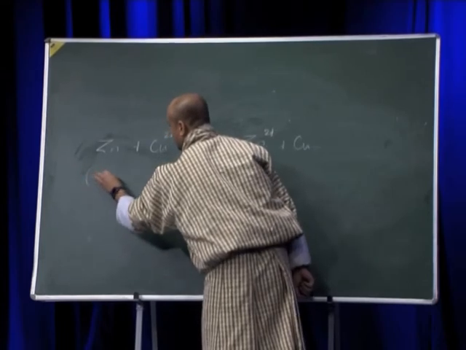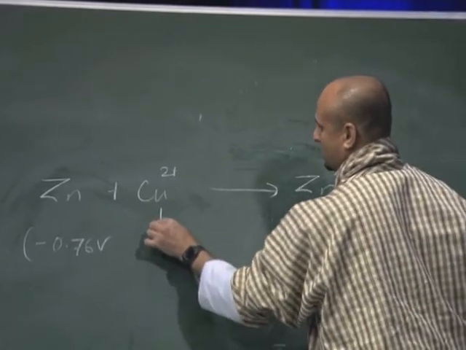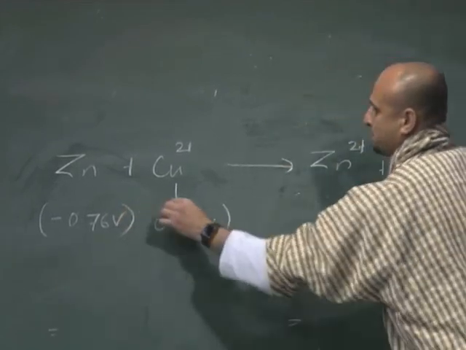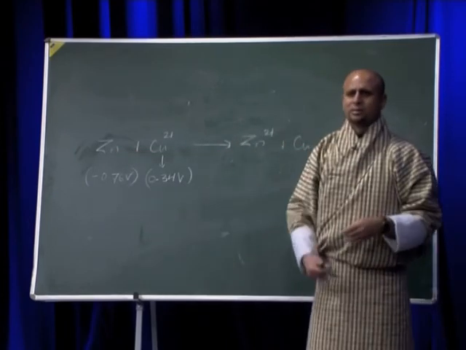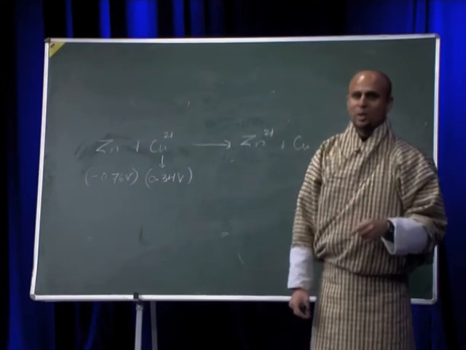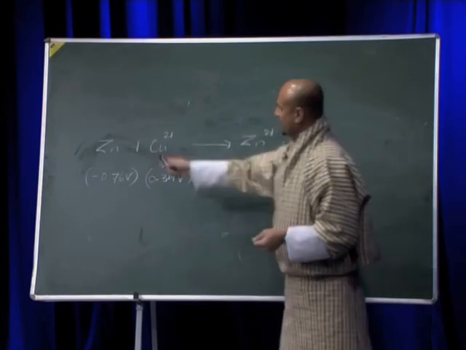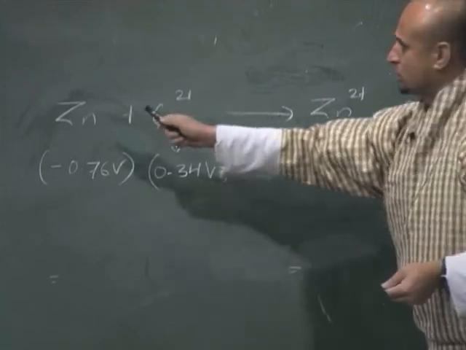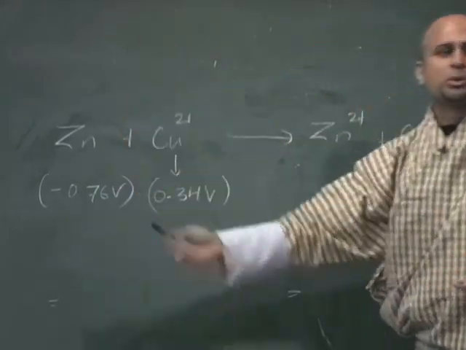The reduction potential value of zinc is negative 0.76 volt and the reduction potential value of copper is 0.34 volt. Let's look at this now. Here zinc is oxidized, but zinc is acting as a reducing agent. Why? Because it is donating electrons and helping copper to get reduced. Therefore, it depends on its oxidation potential. So this is reducing power. Reducing power is directly proportional to the oxidation potential of zinc.